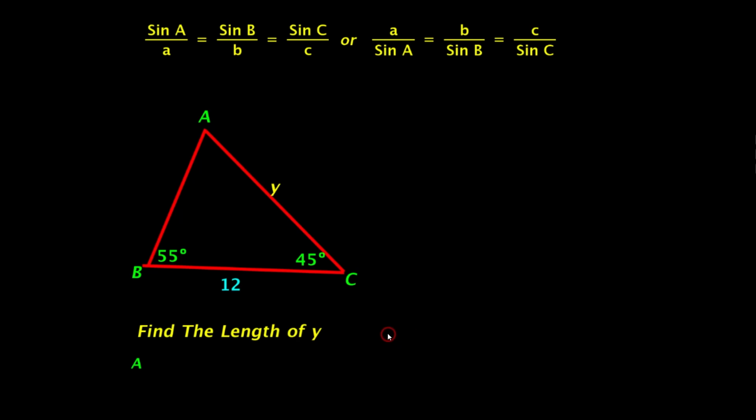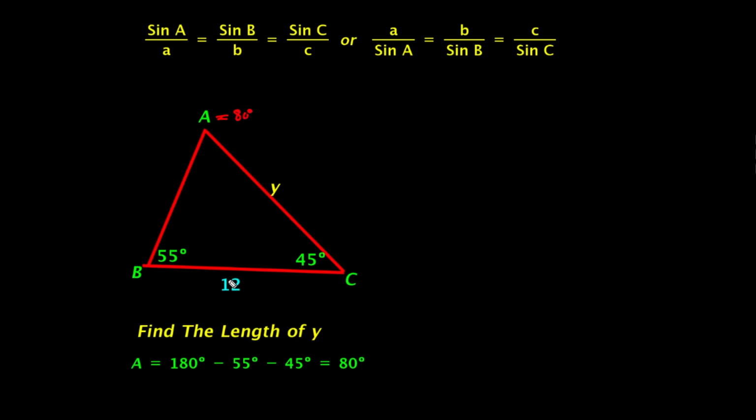So angle A must be, the sum of the three interior angles is 180. So it should be 180 minus the 55 minus the 45. And the answer is 80 degrees. So we label angle A as 80 degrees.